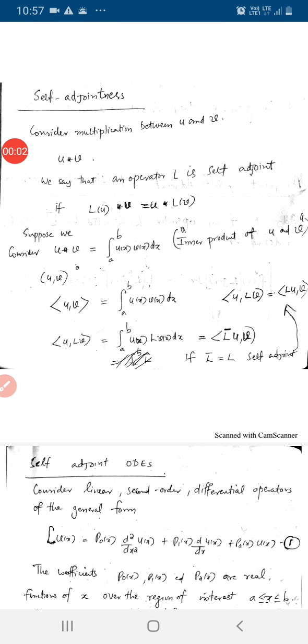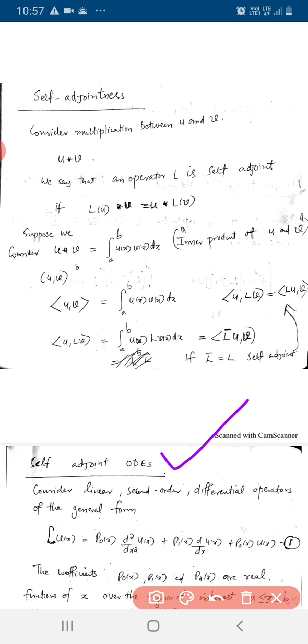Today we look at self-adjointness, and then we consider self-adjoint ODEs. Okay, self-adjointness and self-adjoint ODEs that we are going to consider.